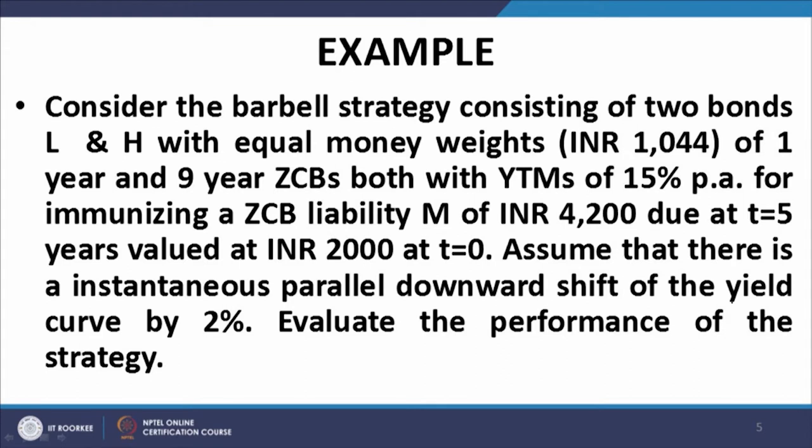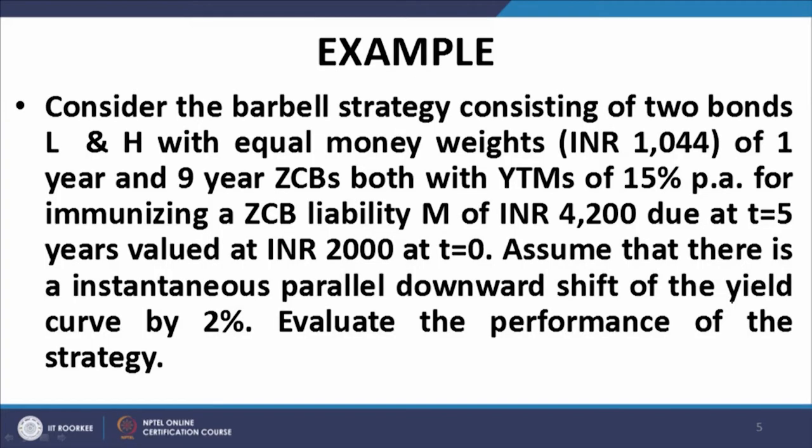Now, please note, in this example, we do not have the IRR of the liability, we do not have the YTM of the liability, the growth rate of the liability. What we are given is that at the end of 5 years, the value of the liability will be 4200 and the current value of the liability is 2000. This will enable us to determine the YTM of the liability. Assume that there is an instantaneous parallel downward shift of the yield curve by 2%, evaluate the performance of the strategy. So, that is the question. Let us see how we solve it.